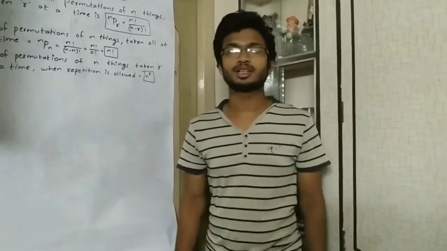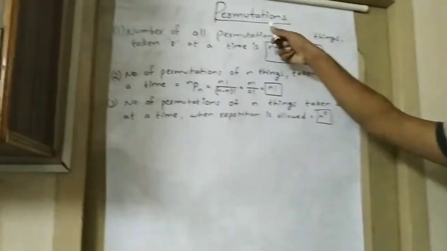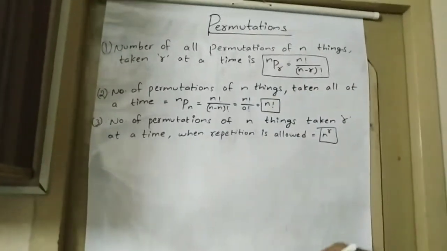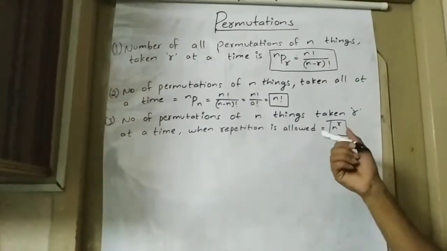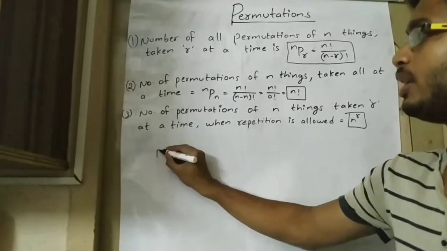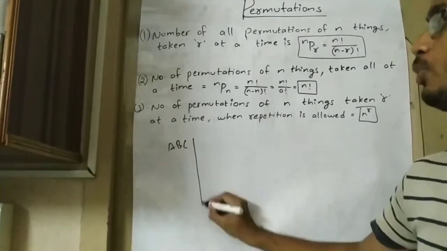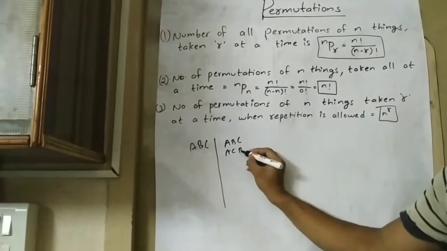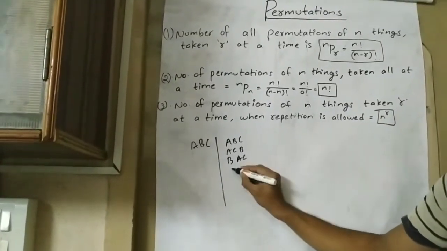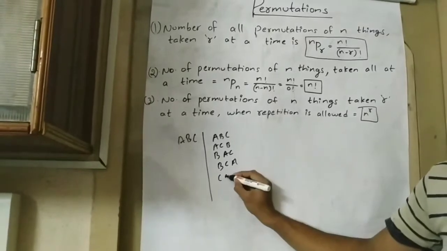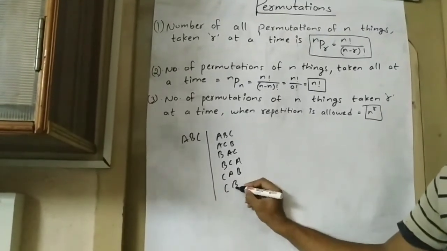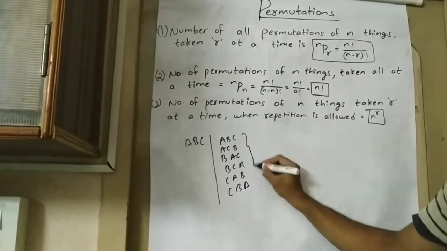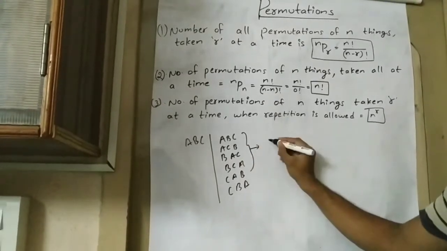So today our topic is permutations. Permutations means the different arrangement of number of things. Consider the example A, B, C. We can arrange them as ABC, ACB, BAC, BCA, CAB and CBA. So the different arrangements for the word ABC is 6.